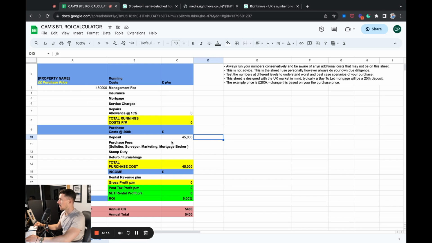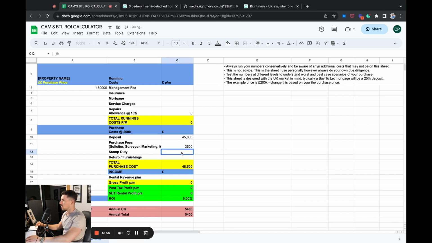Let's have a little think about some of the other costs involved in purchasing this property. We've got purchase fees, which is going to be solicitor, probably in the region of 1,000, 1,200. We've got the surveyor, we've got the marketing for that property when it actually goes to market. I like to add that into my initial calculations. So the marketing for getting that out for the rental market and the charge that your agent will give you for that. And then we've got mortgage broker costs. So we're looking probably at 1,200, 2,200. Let's call that 3,500 all in. I think that's quite reasonable for the initial costs.